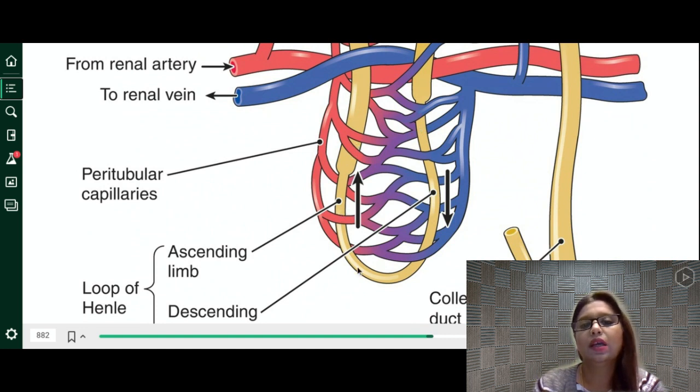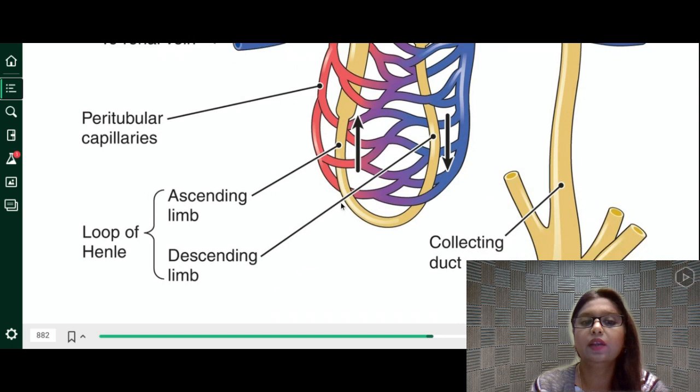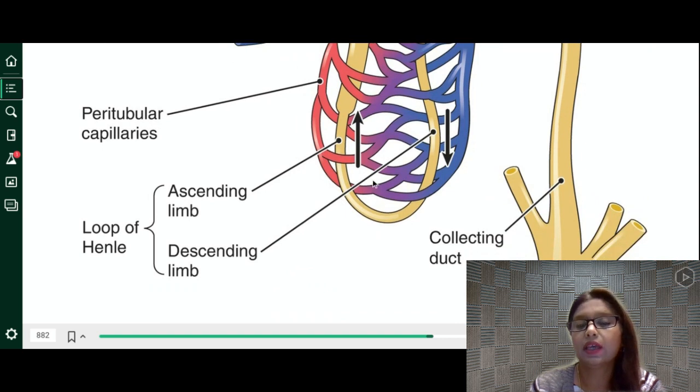Why is it important? Because some medications such as Lasix work on the loop, not allowing as much reabsorption of sodium and water, and those are diuretics. So they're called loop diuretics because they work specifically on this portion of the nephron. Okay, loop of Henle, that's the significance of it.